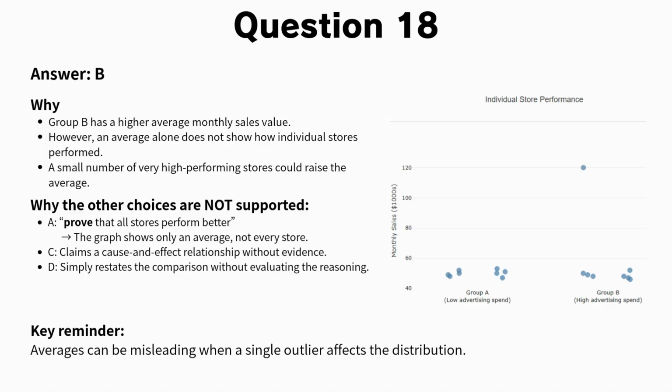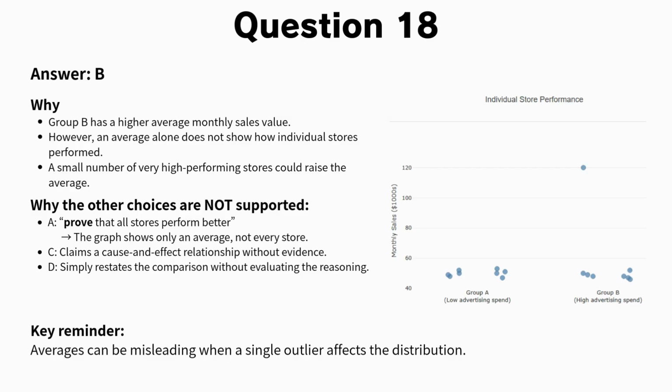Looking at the scatter plot on the right, we can see the individual store performance. While Group B's average is higher, there's significant variation within both groups. Some stores in Group A actually outperform some stores in Group B. A small number of very high-performing stores in Group B could raise that group's average, making it appear that all Group B stores perform better when that's not necessarily true.